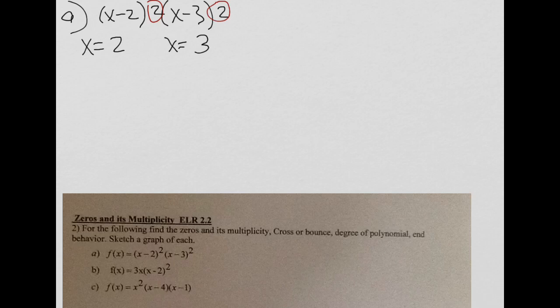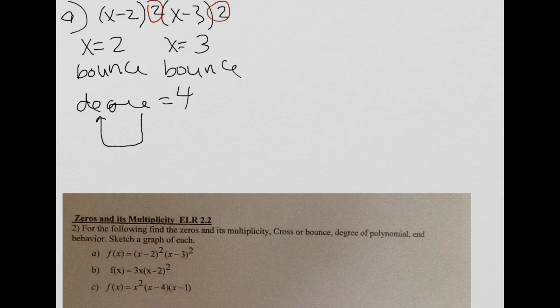Because both of these are even powers, that means that it's going to bounce off of these numbers on the graph. Now what's the total degree of this polynomial? Well, 2 plus 2. So the degree here is a 4th degree polynomial. So that means it's going to look like a U shape like this.